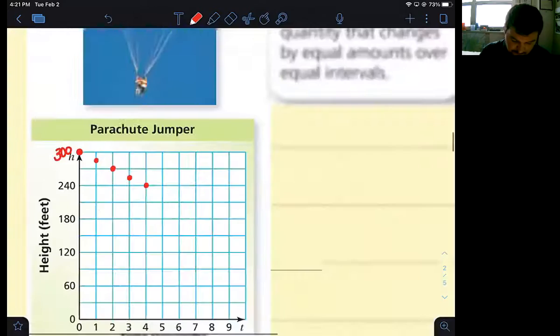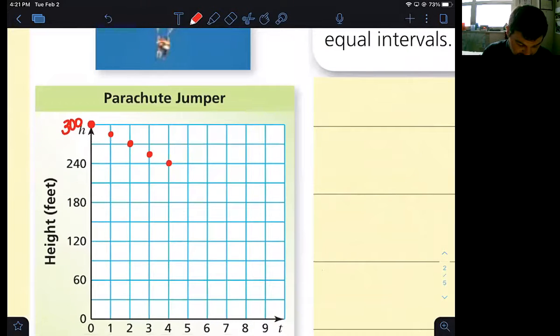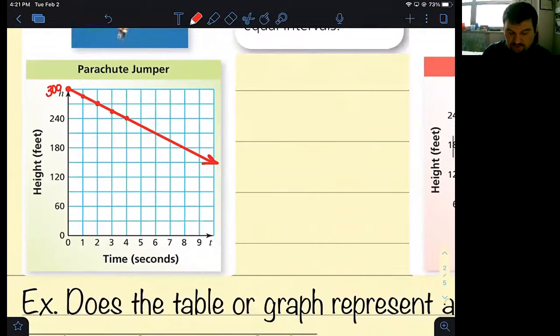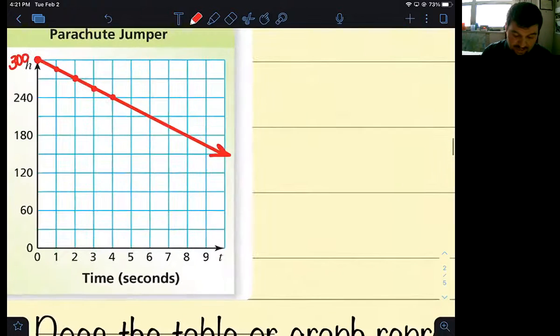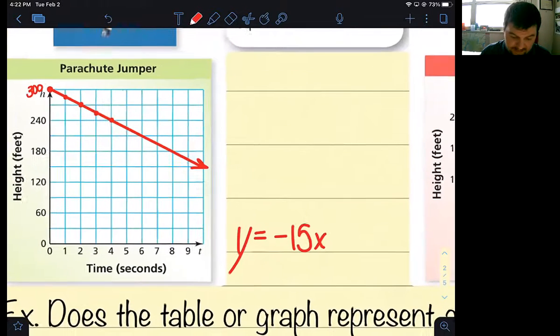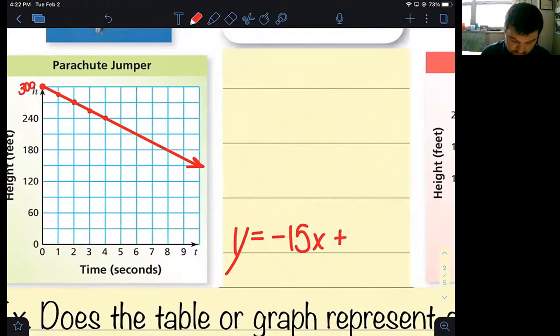Okay, so this is linear. And if I draw the line out, it's going to look like this. And so if I were to extend the line, I could actually find out where it's going to cross the x-axis. Because it is linear, I can actually write an equation for it. It has a negative slope. Each second, it was decreasing by 15 feet. So negative 15x means that's decreasing by 15 feet a second, and it started at 300.